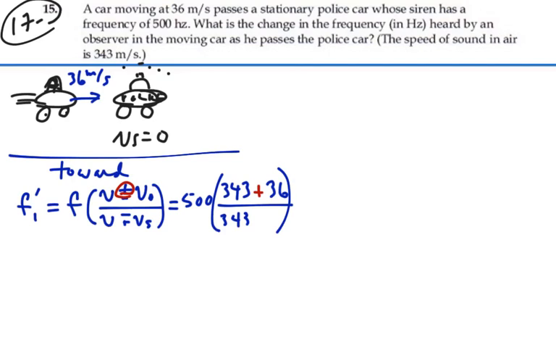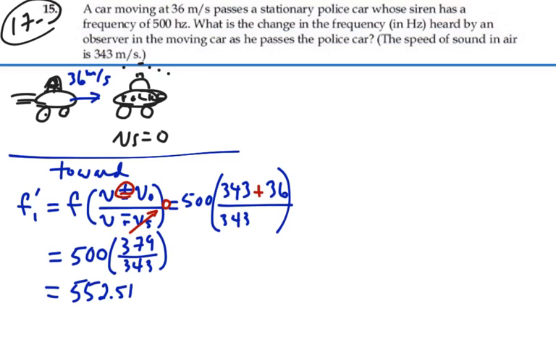So we don't have any velocity for the source. That's going to be 0. So this is going to be 500 times 379 divided by 343. So this frequency is 552.5 hertz. So that's the frequency that is heard when approaching, going toward.